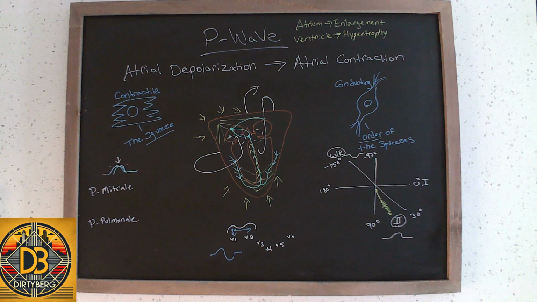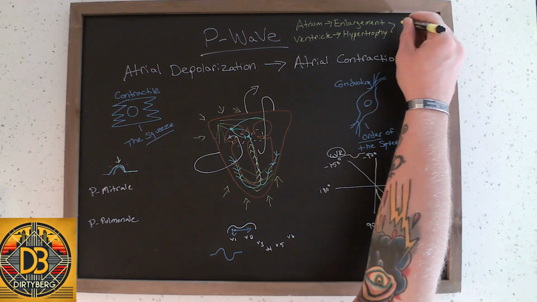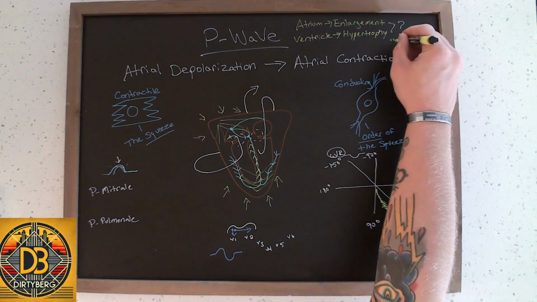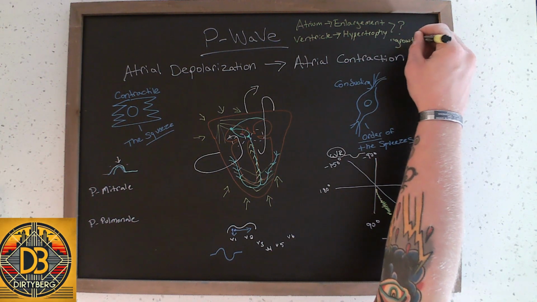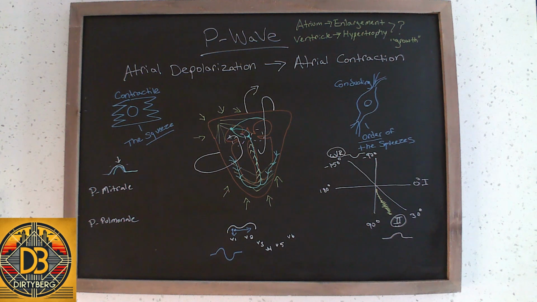Also, the EKG is poor at identifying true enlargement versus hypertrophy. For that, other imaging needs to be conducted. But with all that being said, we are able to detect hypergrowth, whether it's enlargement, hypertrophy, or some combination. Now going back to the morphology of the P wave.